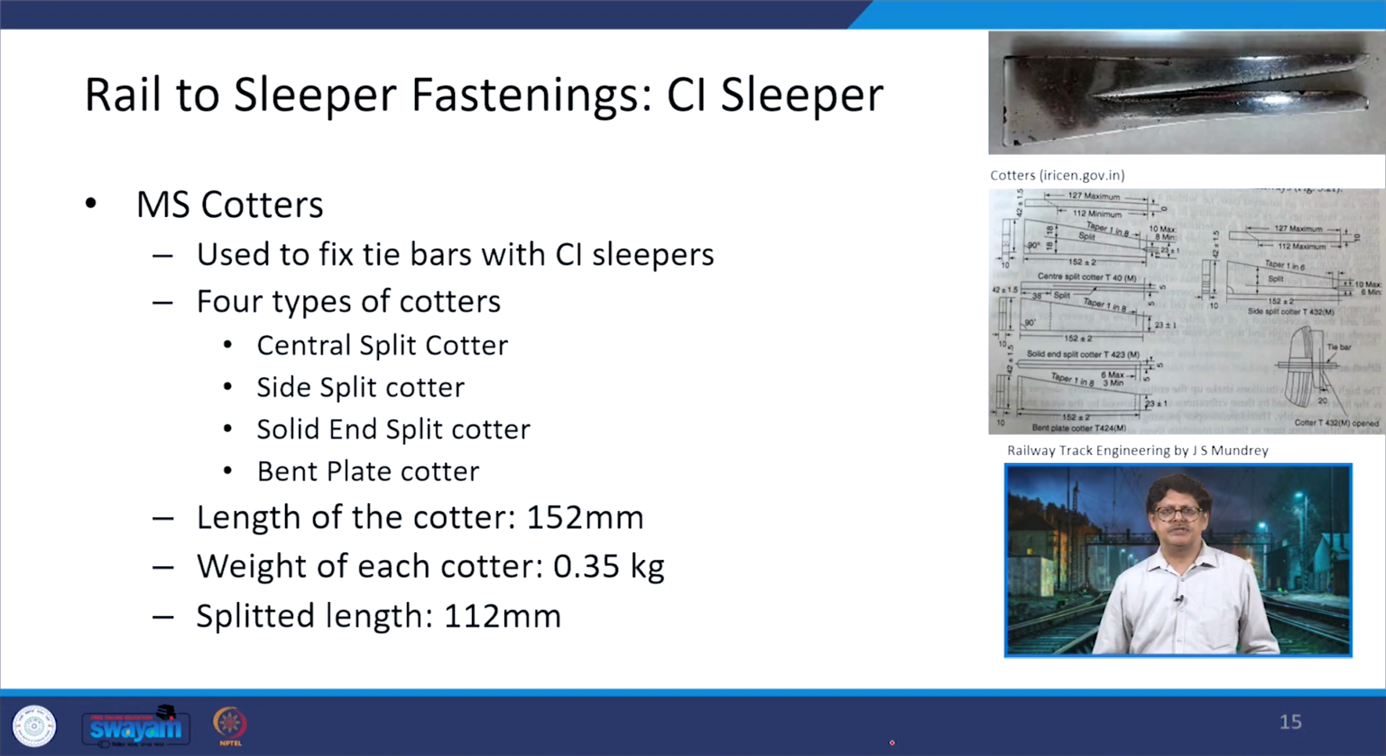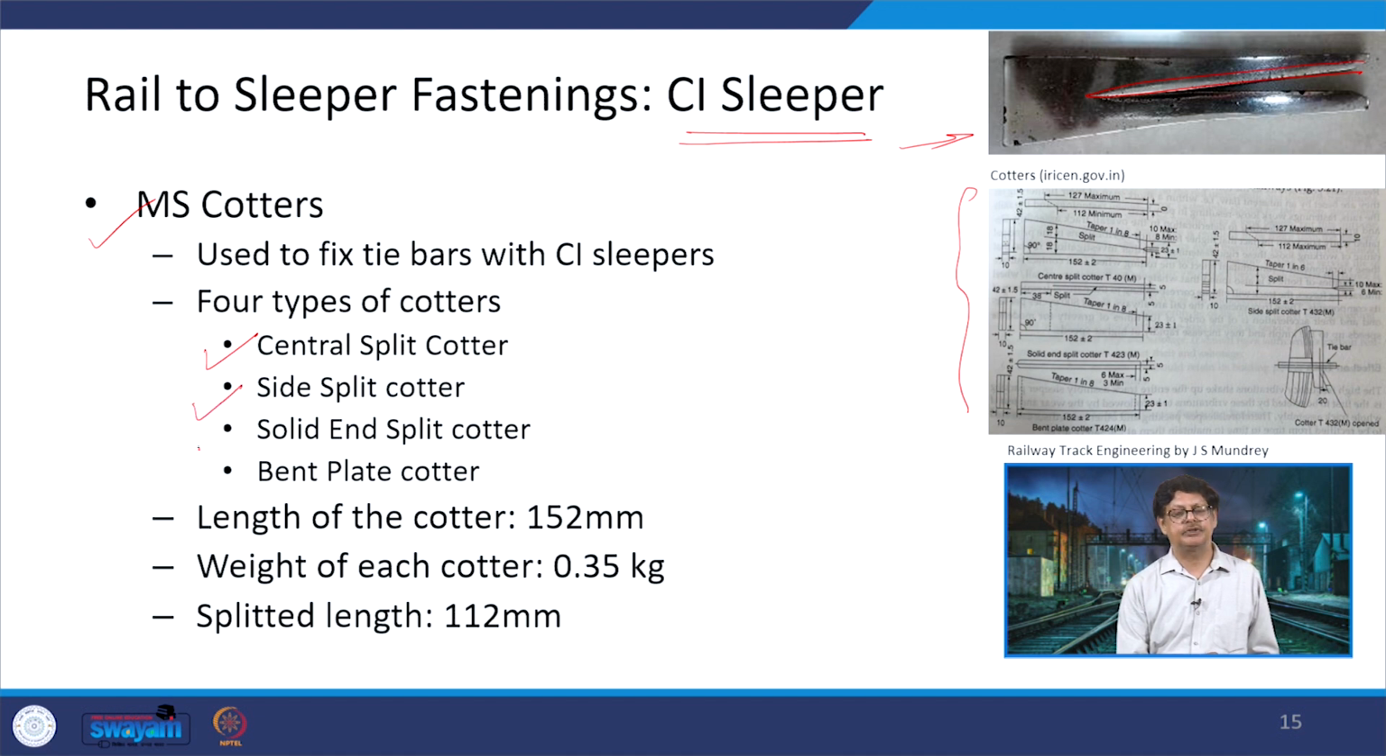Now, let us come to the fastenings which are required for very specific types of sleepers. So, first of all we are talking about the CI sleepers or the cast iron sleepers. Now, in the case of CI or cast iron sleepers, one type of fastening which is used is the MS cotter. You can see here in the photograph what the MS cotter looks like. So, it is a metal sheet which has grooving at the center like this, and there are different types of these cotters which are available. They are central split cotter, side split cotter, solid and split center cotter, and the band plate cotter.